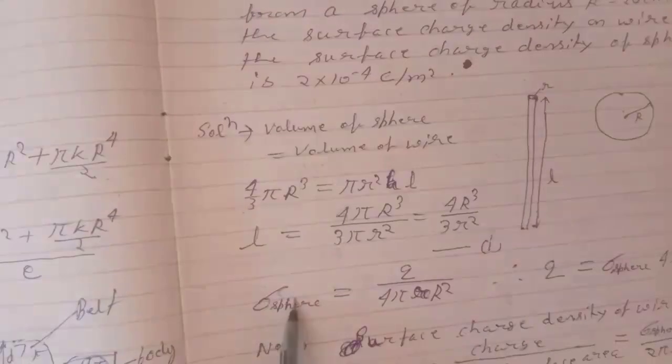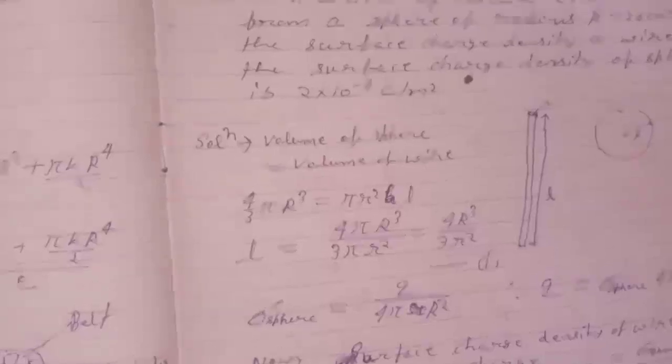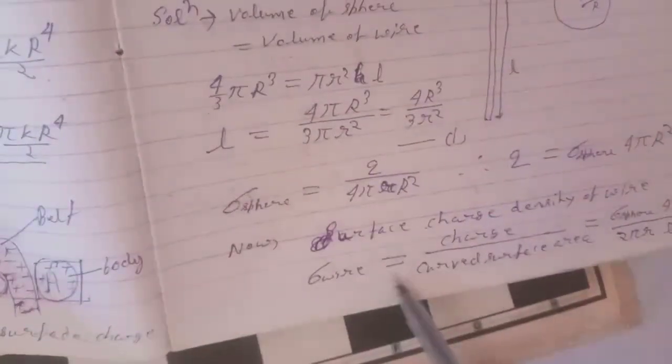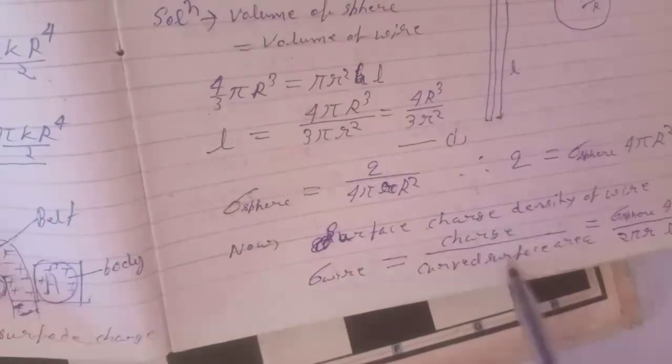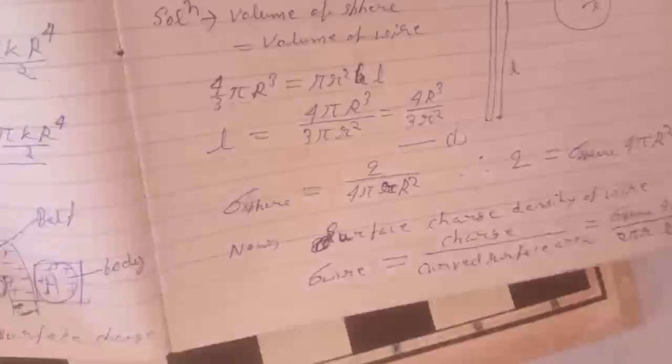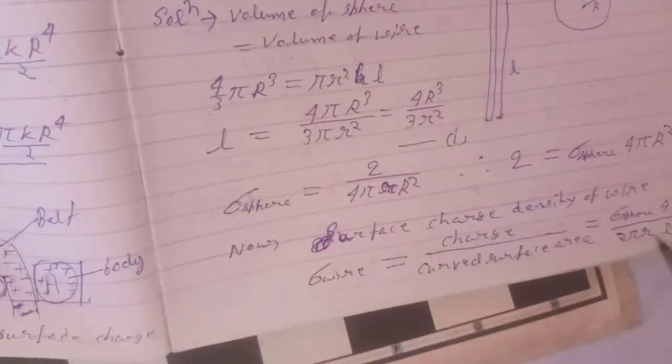Now sigma sphere will be q by 4 pi R square, because surface charge density is given, hence q will be sigma sphere into 4 pi R square. Now the surface charge density of the wire, sigma wire, equals charge divided by the curved surface area of the wire. So sigma wire equals sigma sphere into 4 pi R square by 2 pi r into L, as the curved surface area of a cylinder is given by this formula.